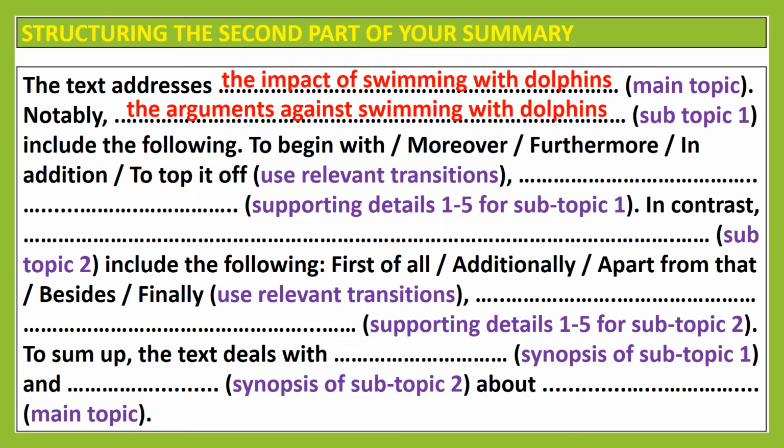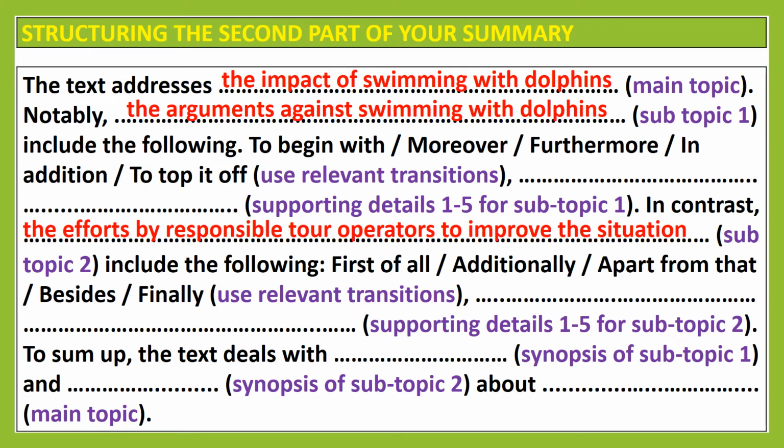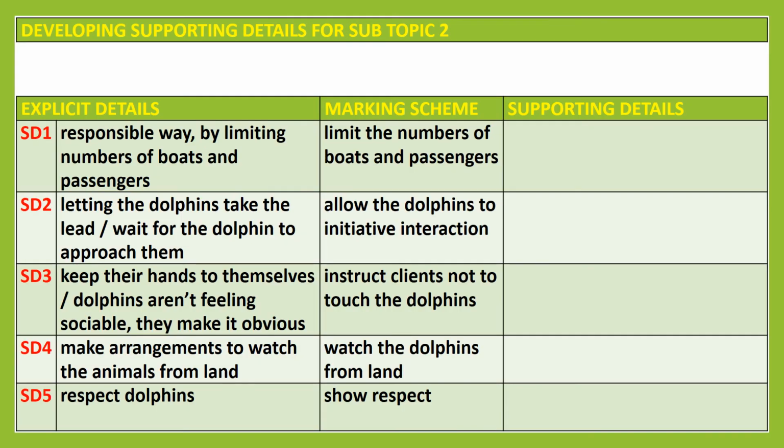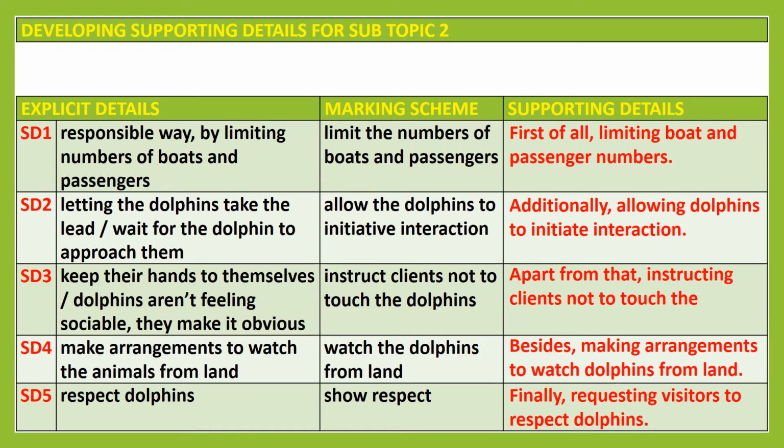Clearly introduce the second subtopic, the efforts by responsible tour operators to improve the situation. Follow these steps to construct meaningful supporting details for the second subtopic. Start by carefully examining the explicit information provided in the text and the marking criteria to draft your first supporting sentence. Use transitional phrases to ensure a logical flow between ideas. Continue this process to create at least 5 well-developed supporting sentences to back your argument.